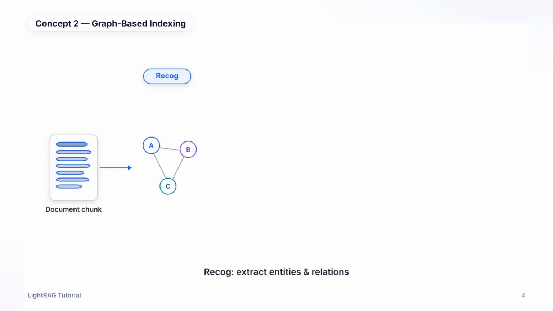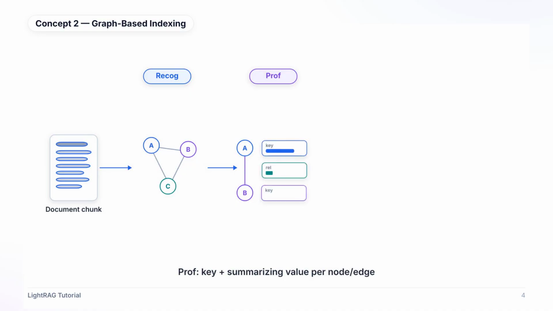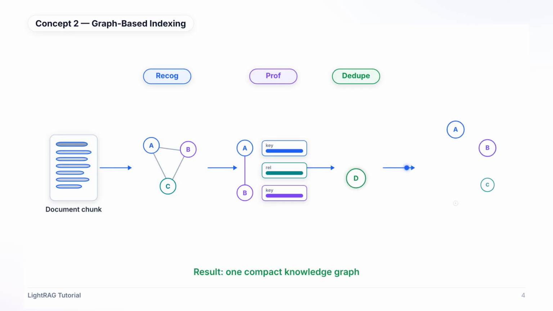LightRAG fixes this during indexing. For every chunk, the language model performs 3 steps. First, recognition. It extracts entities and the relationships between them. Second, profiling. It writes a short key and a summarizing value for each node and edge, so retrieval is fast and precise. Third, deduplication. Identical entities and relations from different chunks are merged. The result is one compact knowledge graph instead of a pile of disconnected text.